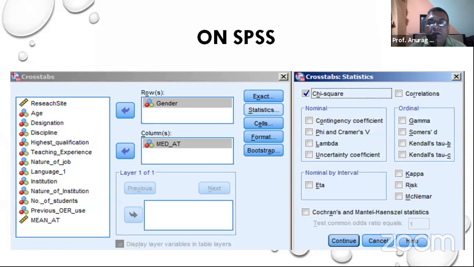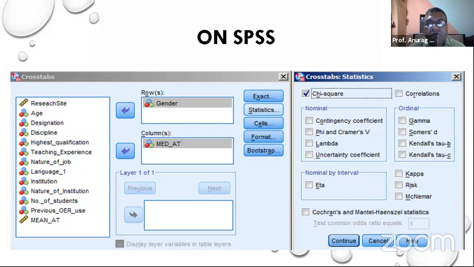Now see to the right of the screenshot that you're seeing on your screens, I've ticked chi-square, but I've not ticked anything else. And under nominal, you can see contingency coefficient, phi, Cramer's V, lambda, uncertainty coefficient, and in ordinal, you see gamma, Somers' D, Kendall's tau-b, tau-c, kappa, risk, McNemar. Now, I don't want you to cram the formulas of all these which are given here, but you try to understand when they are applicable.